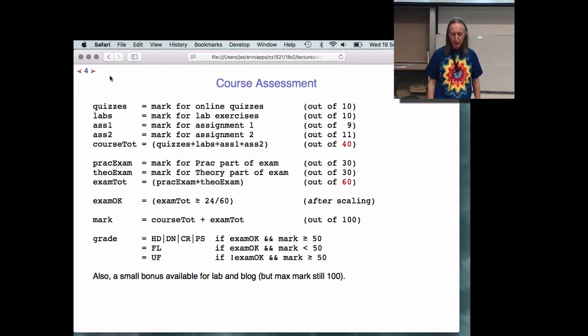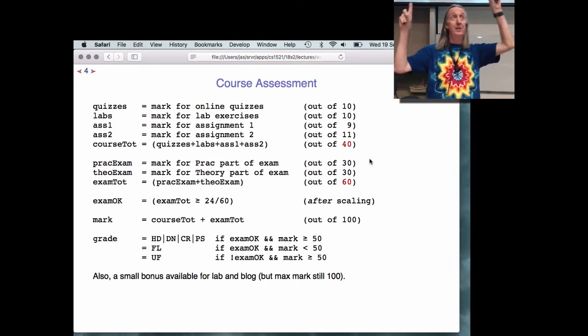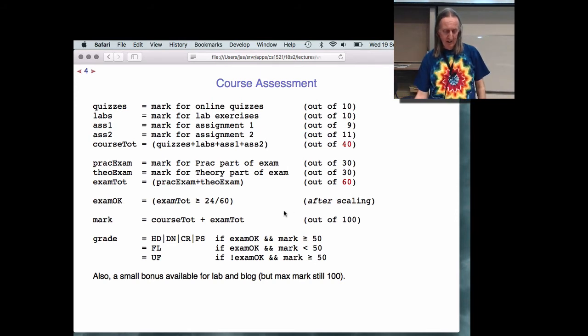Just to remind you, this is how things are structured. So you've done all this coursework during the semester, well, some of it you're still doing, but anyway, that's going to result in a mark out of 40, and then we got the exam, which I'll tell you more about in a minute, but you can see that it's split into two parts, prac part and theory part.